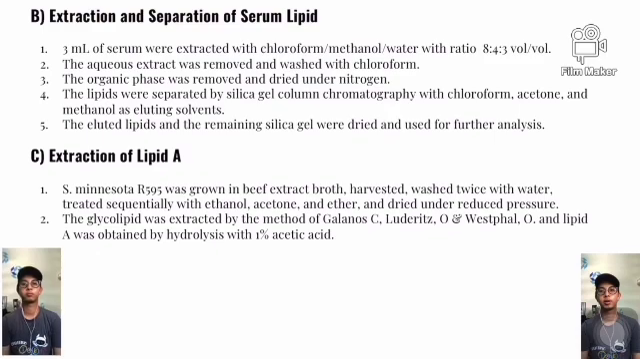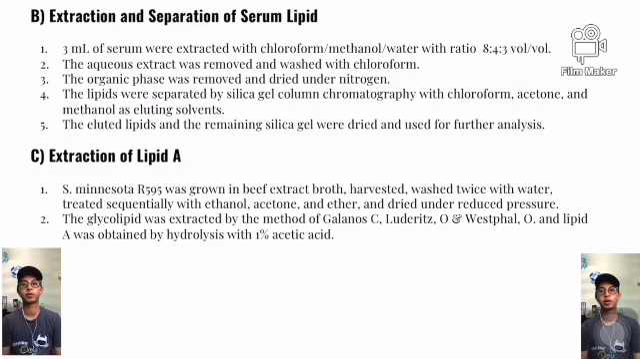The procedure of extraction and separation of serum lipid. 3 ml of serum were extracted with chloroform, methanol, and water with a ratio of 8 to 4 to 3 volume per volume respectively. The aqueous extract was removed and washed with chloroform. The organic phase was removed and dried under nitrogen. The lipid was separated by silica gel column chromatography with chloroform, acetone, and methanol as eluting solvents. The eluted lipid and the remaining silica gel were dried and used for further analysis.